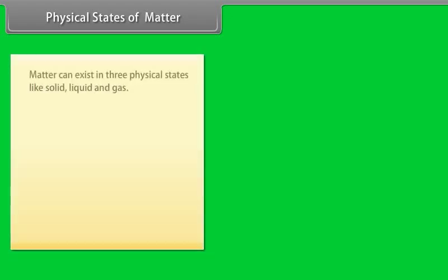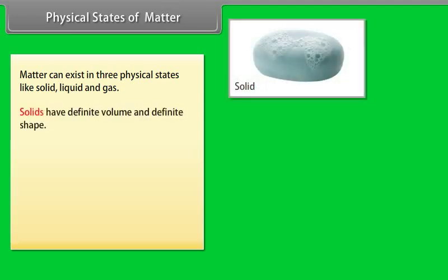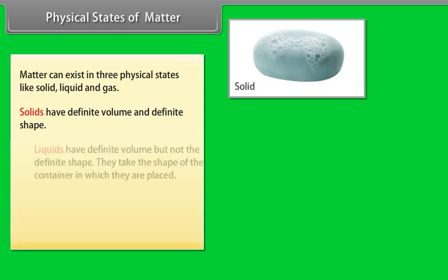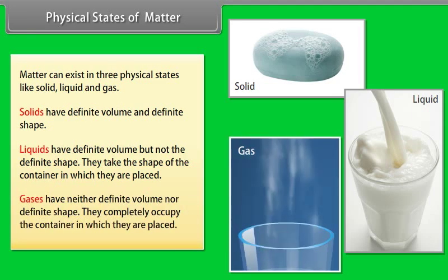Physical states of matter. Matter can exist in three physical states like solid, liquid, and gas. Solids have definite volume and definite shape. Liquids have definite volume but not the definite shape. They take the shape of the container in which they are placed. Gases have neither definite volume nor definite shape. They completely occupy the container in which they are placed.